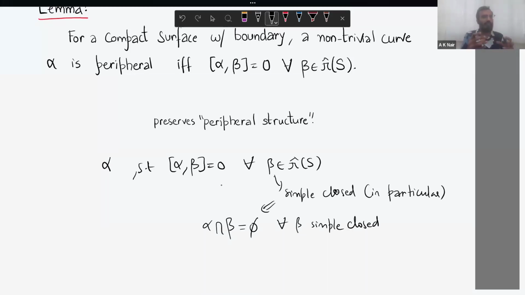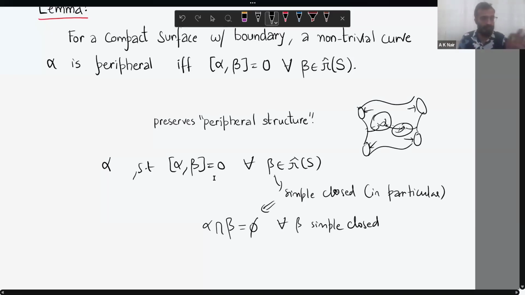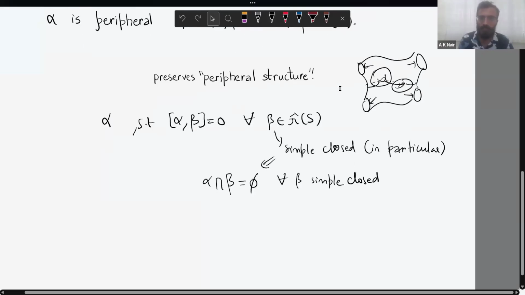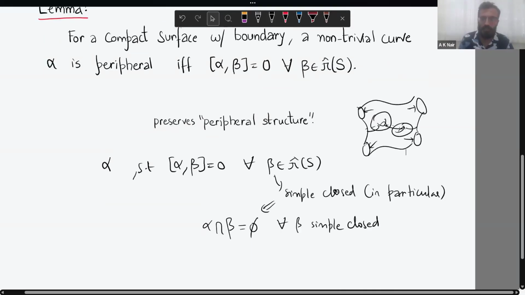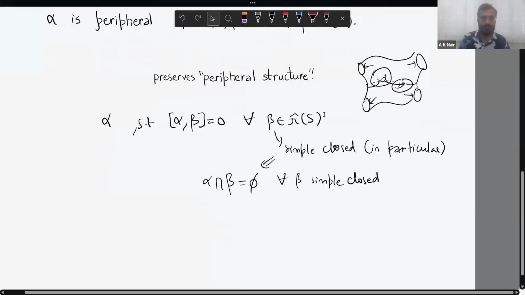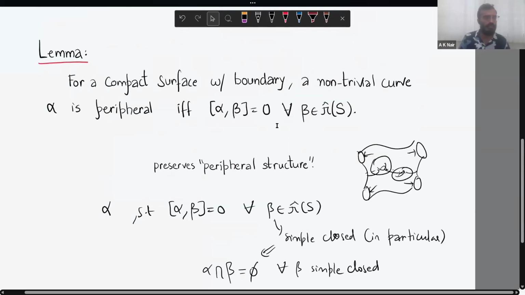If it is disjoint from every simple closed curve, then it is easy to see that it will be on the boundary, right? So if you have some compact surface with boundary like this, with some genus, and this curve is disjoint from every simple closed curve, then it has to be peripheral. It has to be one of the peripheral curves. That's what this lemma says, right? I hope things are clear till here.